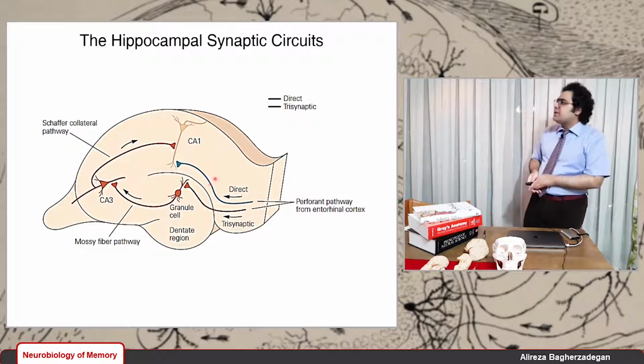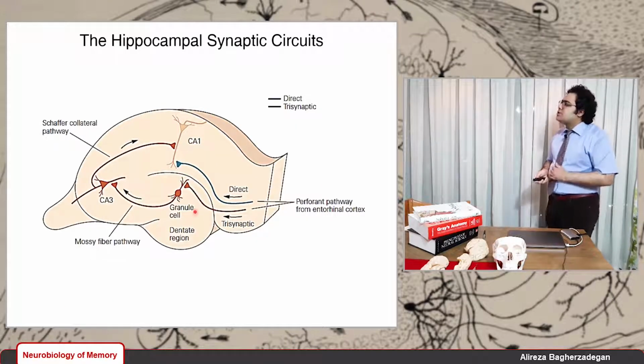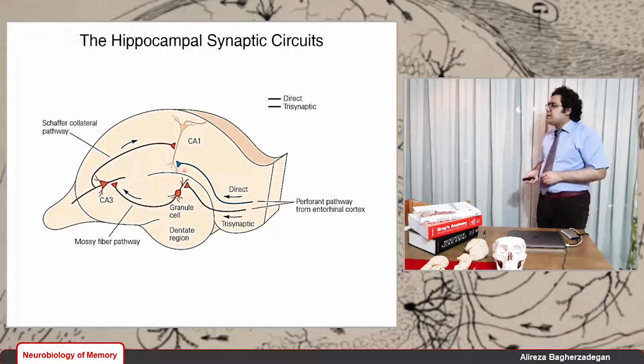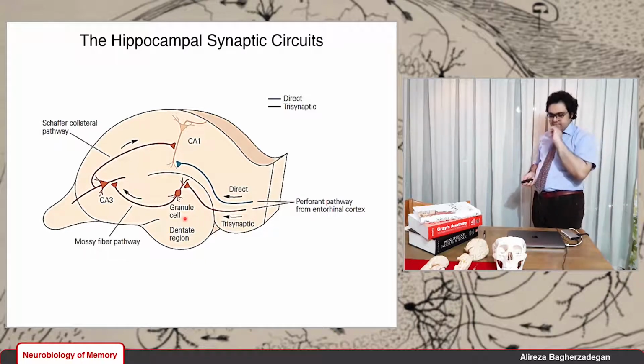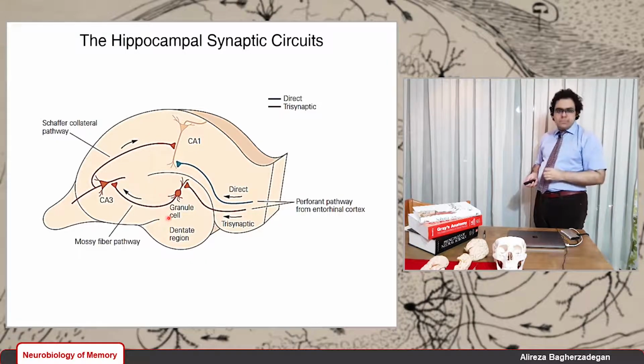Well, I already explained that. I just wanted to show you that there are basically the pathway, the fibers from the entorhinal cortex to the different areas of the hippocampus. They're called perforant. They actually connect different areas of the hippocampus through the perforant pathway.